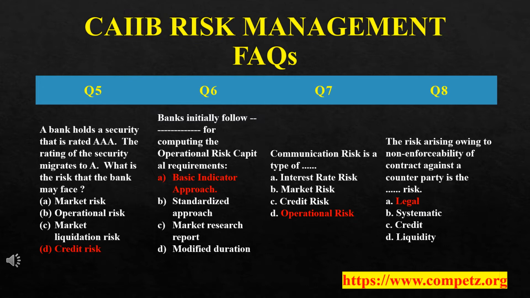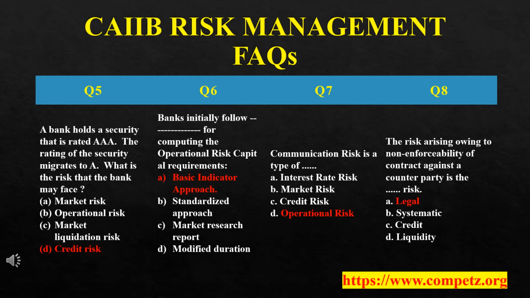See here, the answer for this is credit risk, the D option. Why? Because a downgrading of rating is a sign of deterioration in the credit quality of the borrower and hence it is considered a credit risk event.